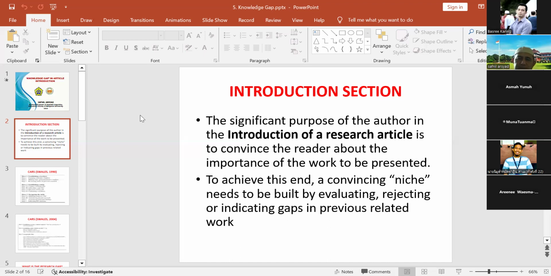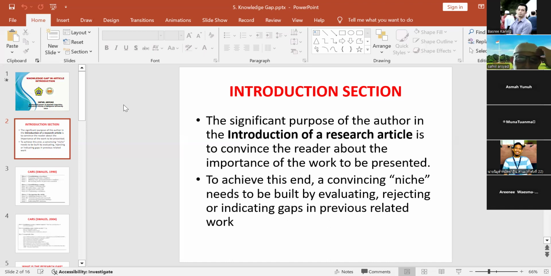It appears not only in the introduction. Even in the abstract, in the first sentence or first two sentences, authors usually address the research gap already. That is the trigger, the motivation for readers to read the article. So, introduction section: the significant purpose of the author in the introduction of a research article is to convince the reader about the importance of the work to be presented.